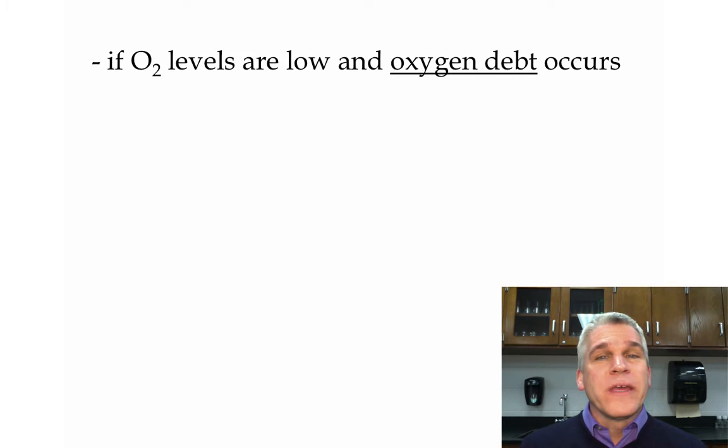So here's the problem, though. If we're really using our muscles a lot, we're being very active, we might not be able to get enough oxygen to our cells in order to make enough ATPs to keep those contractions going. And so we can develop what is called an oxygen debt. And just like any debt, it's got to be paid.